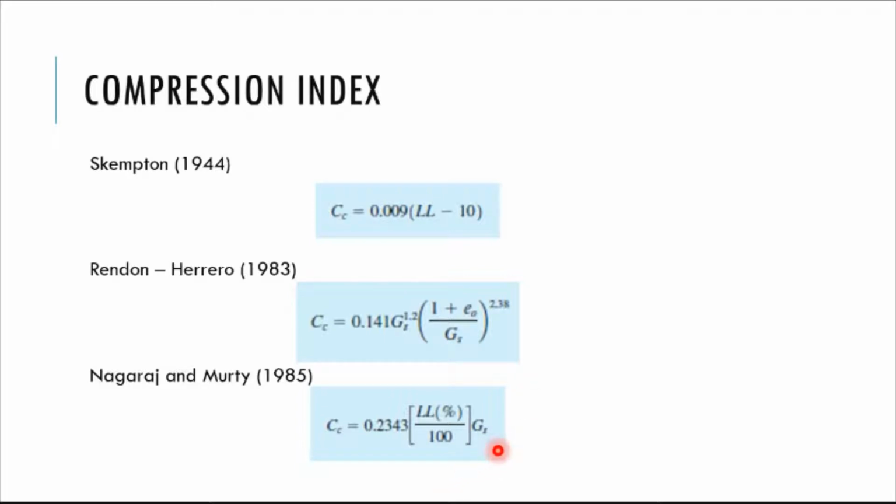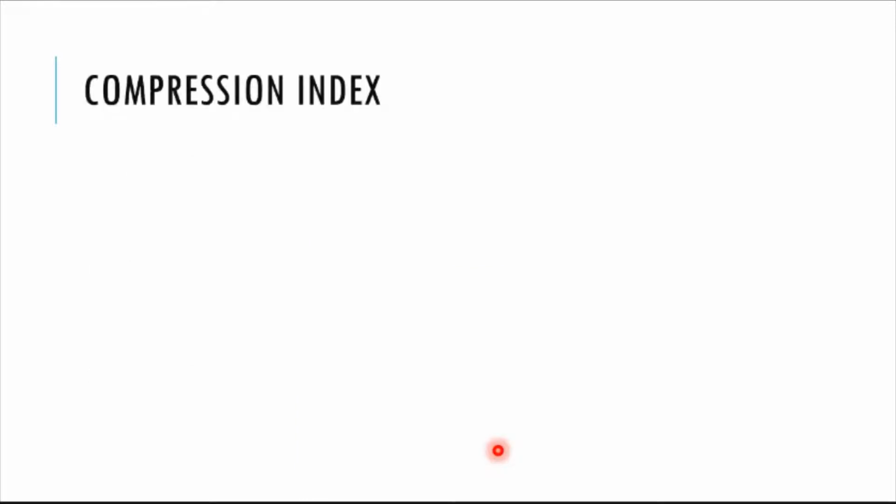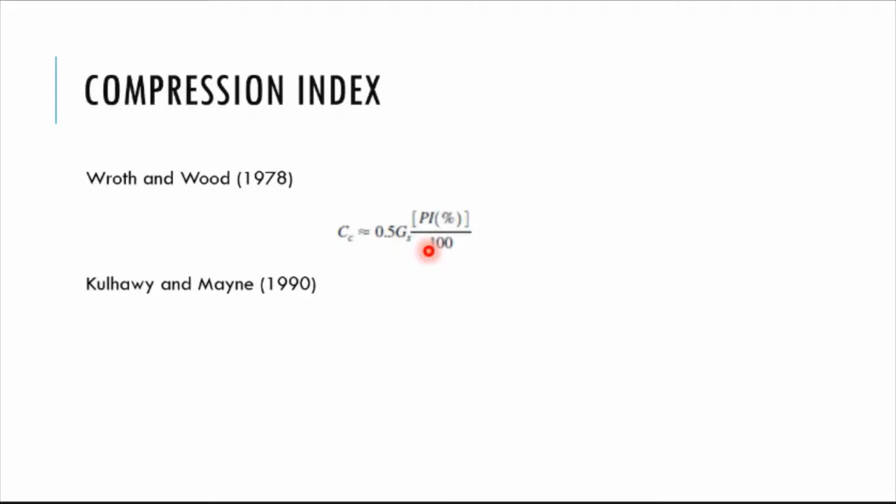Also, by Rendon-Herrero and Wood in 1978, the formula for the compression index is approximately equal to 0.5 multiplied by the specific gravity multiplied by the plasticity index in percent over 100. And according to Kulhawy and Mayne in 1990, C sub C is approximately equal to PI over 74.